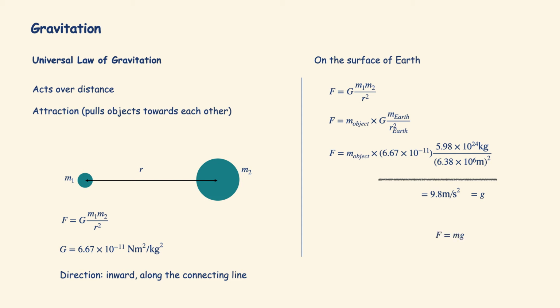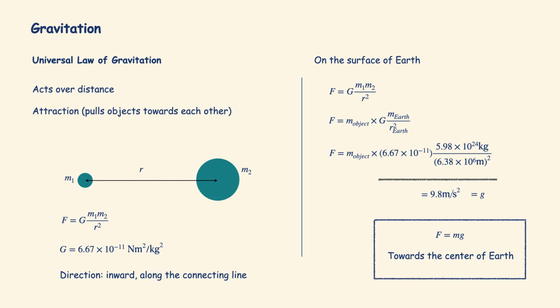So to summarize, when we're working on problems from this section, we will be using the simplified expression for the gravitational force, which is F = mg, and we'll consider that it is always directed towards the center of the Earth.